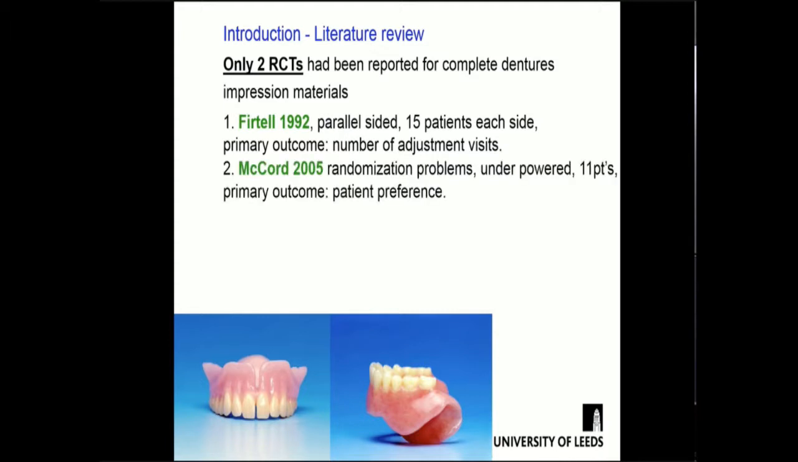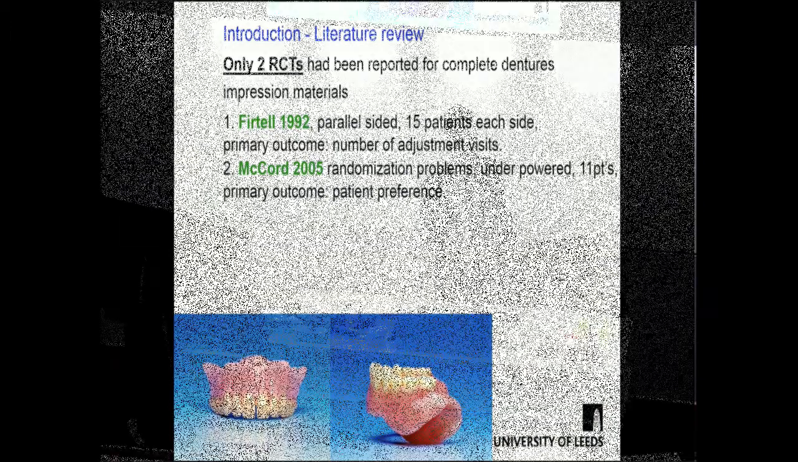So the point I want to make from that, and indeed from Fraser McCord's attempt at a randomised controlled trial, is that detecting no difference is not the same as saying there is no difference. And that's an important difference to understand. The absence of evidence is not evidence of absence.